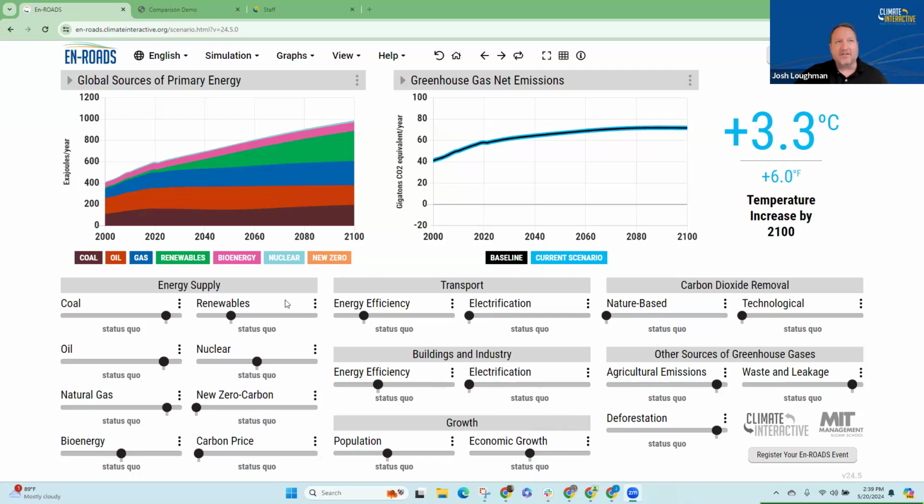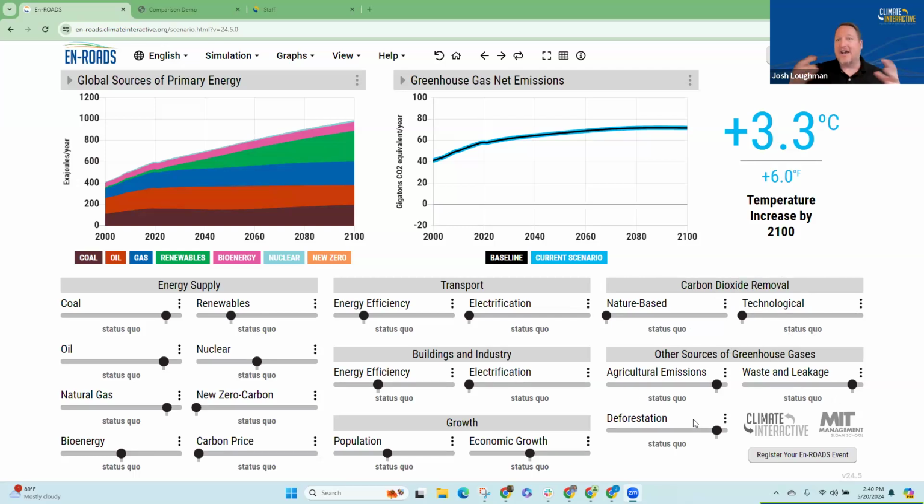You'll see the energy supply policies here on this left side, more of the end use policies like transportation, buildings, and industry here in the center, and other policies like carbon dioxide removal. Again, if you're familiar with En-ROADS, you'll notice that this part of our interface has gone through a recent change. Where this used to say afforestation, we now have nature-based carbon dioxide removal, which includes policies like afforestation, but also other policies like biochar, which used to be in the technological carbon removal sector.